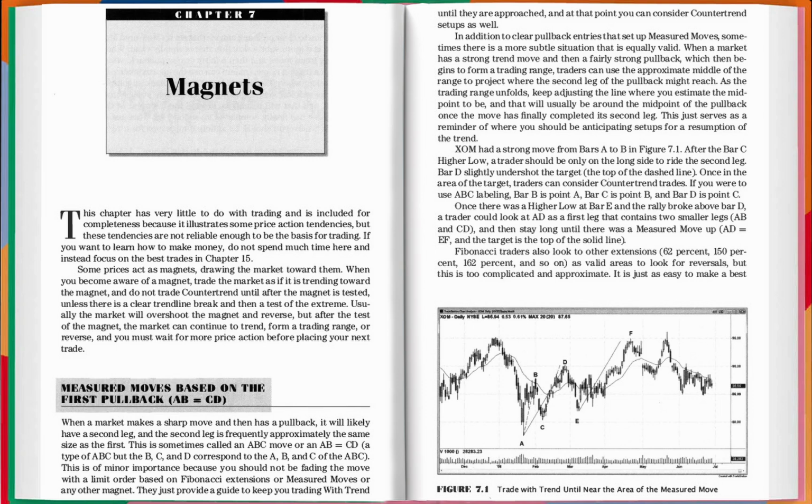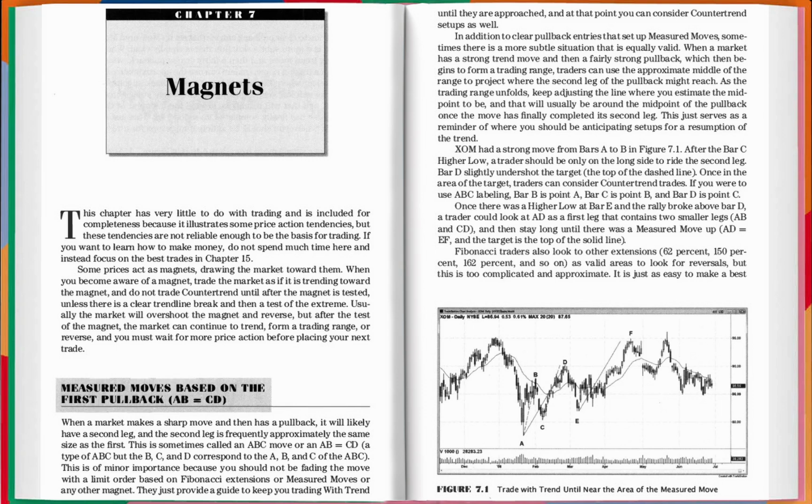XOM had a strong move from bars A to B in figure 7.1. After the bar C higher low, a trader should be only on the long side to ride the second leg. Bar D slightly undershot the target, the top of the dashed line. Once in the area of the target, traders can consider countertrend trades.